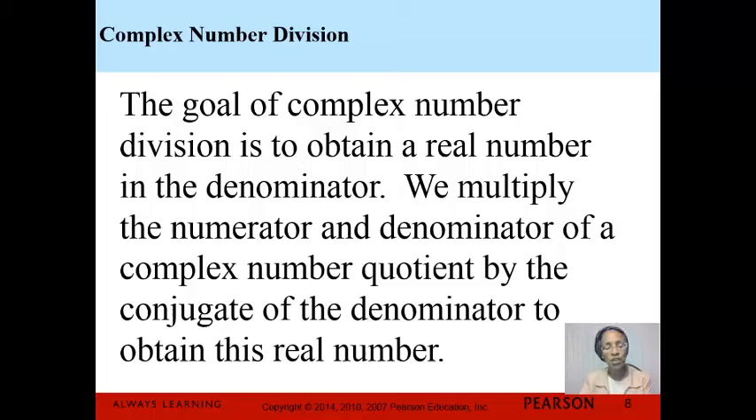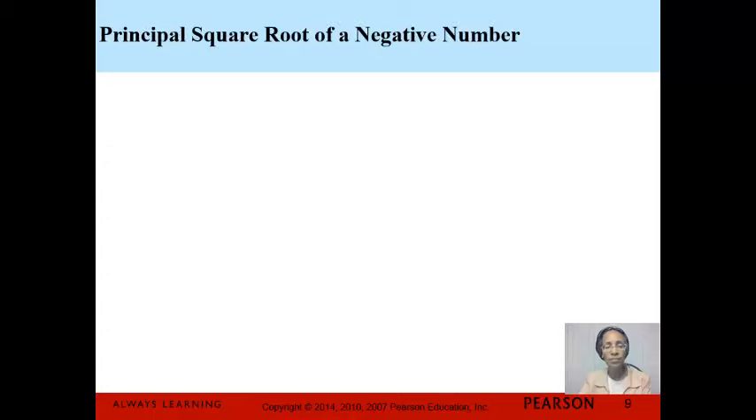Complex number division is another operation that we can perform between complex numbers, and the goal of complex number division is to obtain a real number in the denominator. We multiply the numerator and denominator of a complex number quotient by the conjugate of the denominator to obtain this real number in the denominator. This is the main use that we'll have for the complex conjugate.